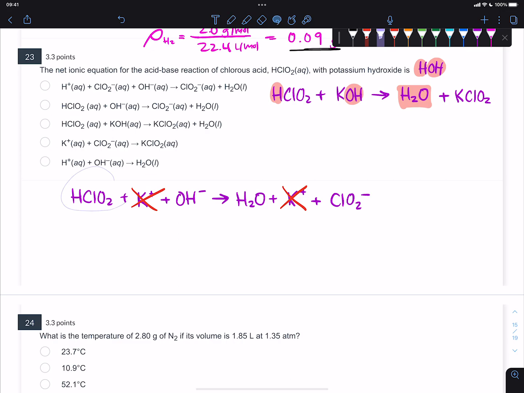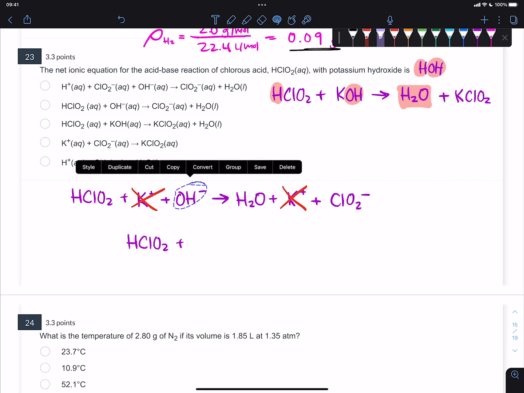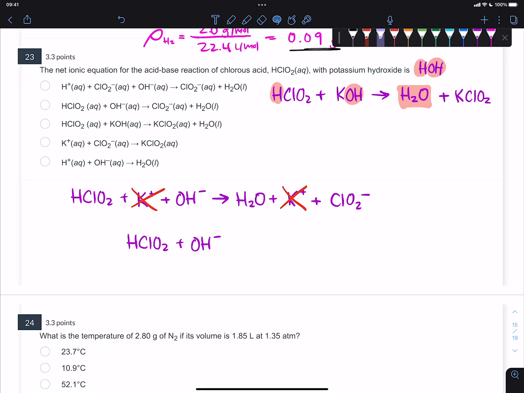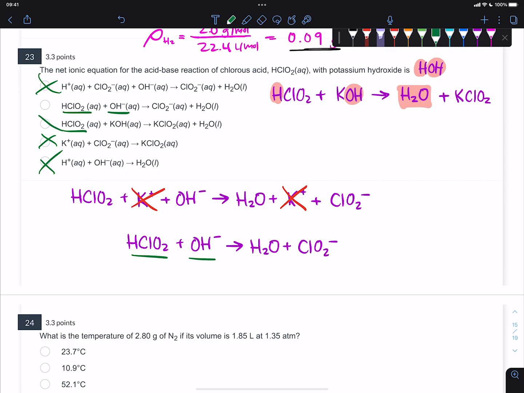And then what you get is HClO2 plus hydroxide. It's going to form water and the chlorite ion. And that's going to be your net ionic equation. So let's check to see if those make sense. We have HClO2 completely together here and here. And then the hydroxide is really a key part, so we want that to be separated as well. And here it's not, so that one's out. So this is your answer.